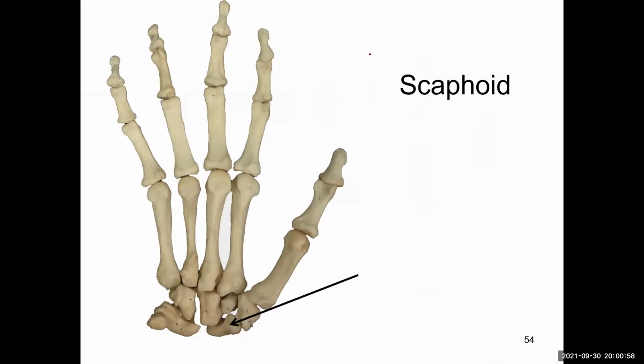Okay, so on to the next part, the wrist. We're going to talk about the carpal bones. There are 8 carpal bones. So we're going to start with the proximal row, and then we're going to move into the distal row. So we're going to go lateral to medial. So we start on the thumb side. So the first bone in the proximal row is the scaphoid.